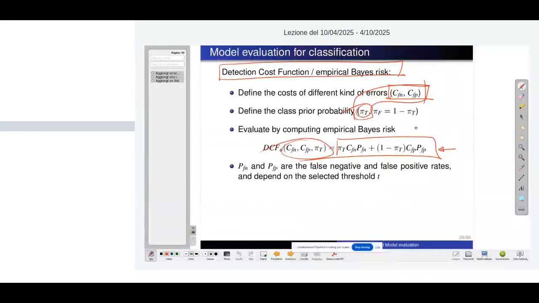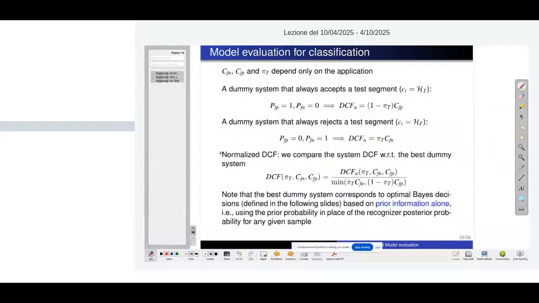Now, this solves two problems: taking into account the cost of errors and being independent of the evaluation empirical prior, because now everything is parameterized by the application prior and the cost of errors. We still don't have a normalized value. By looking at the cost, we still don't know whether our model is optimal or not.